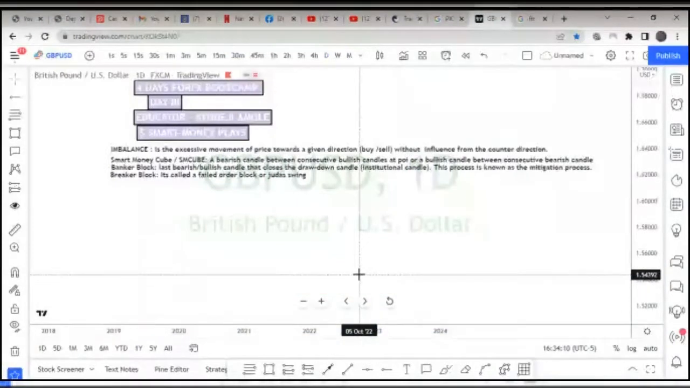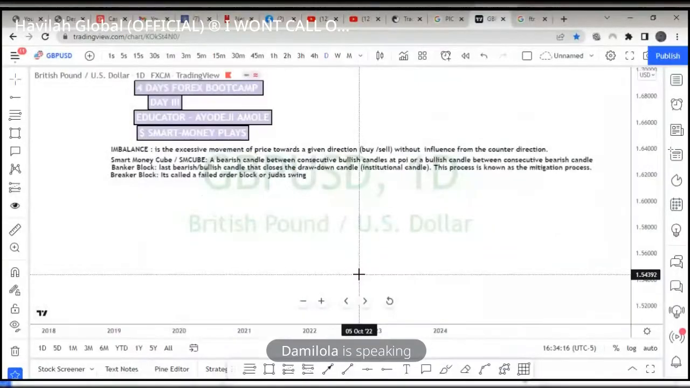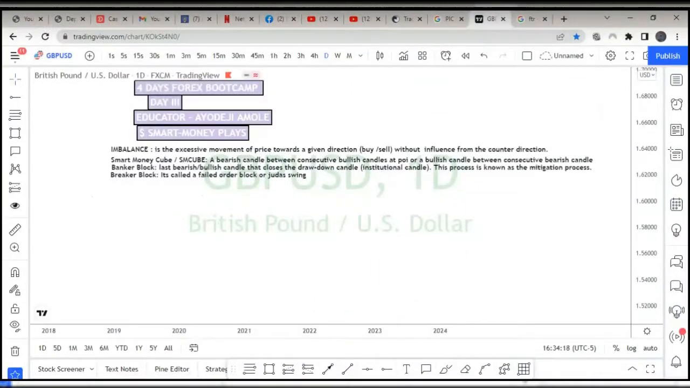Any other? I think someone is saying you should pick the breaker block again. Breaker block. So, okay. Can you expatiate on it? Yes, I'm with you, sir.